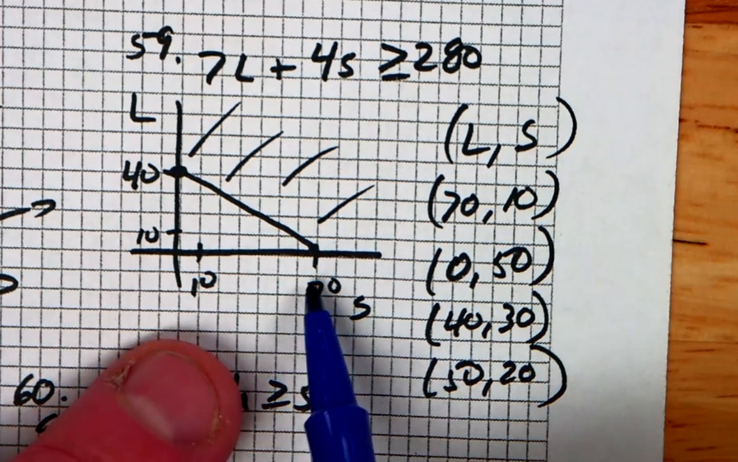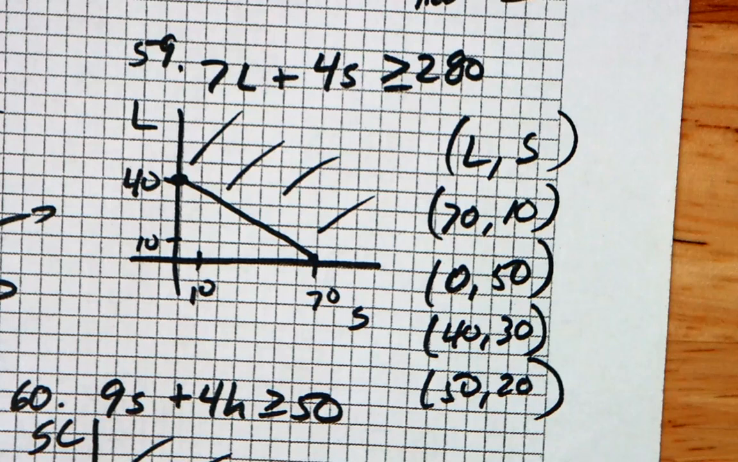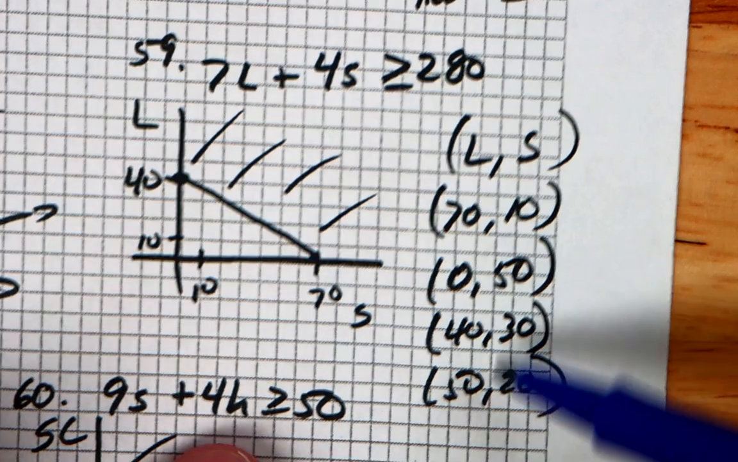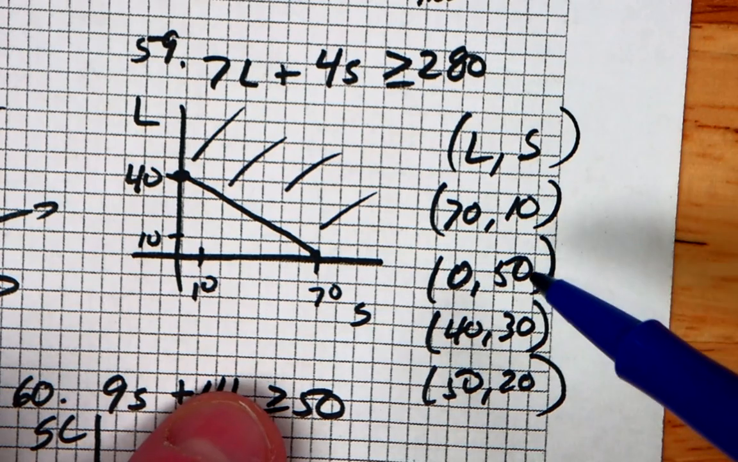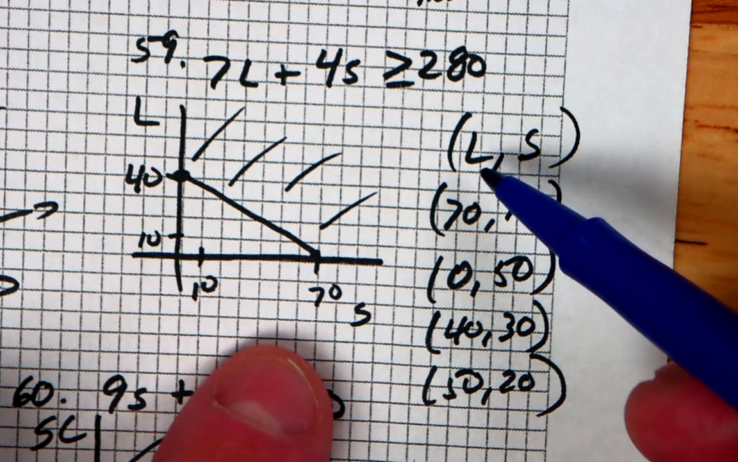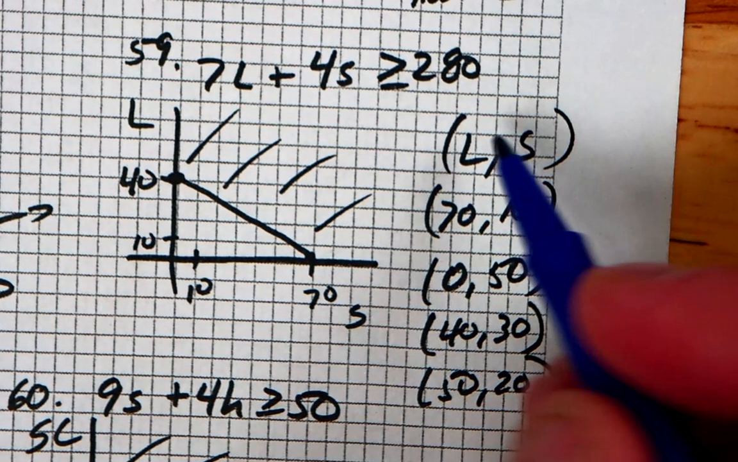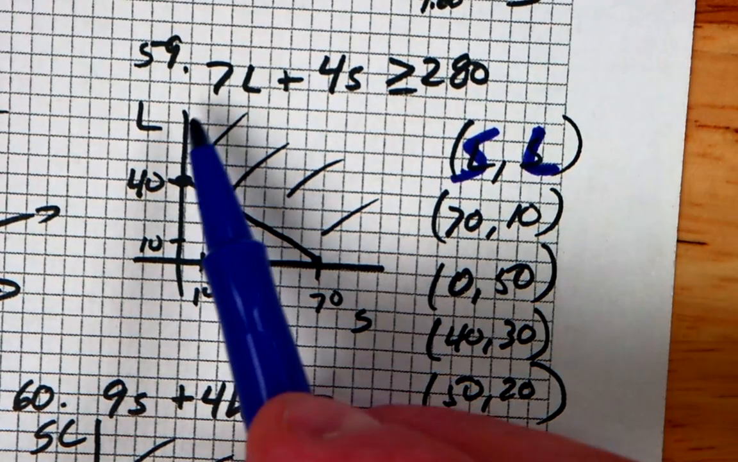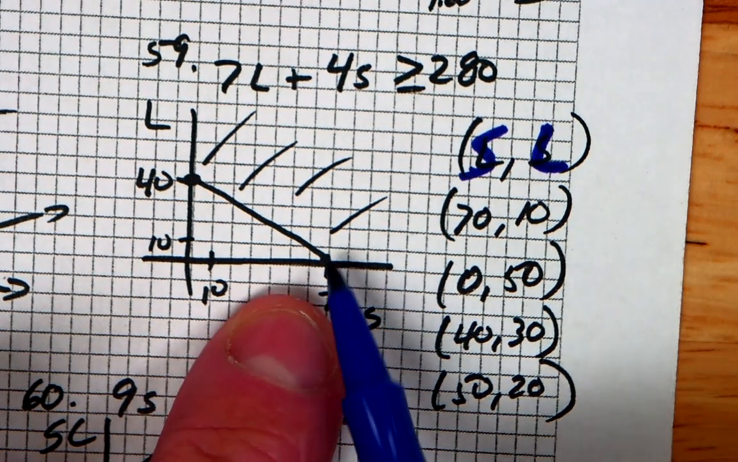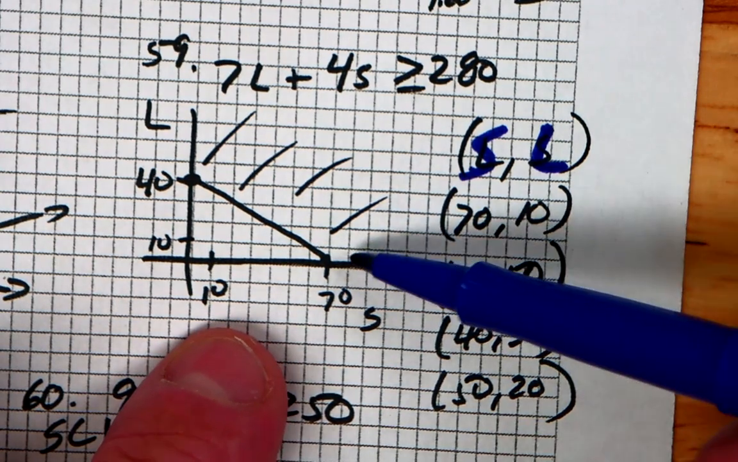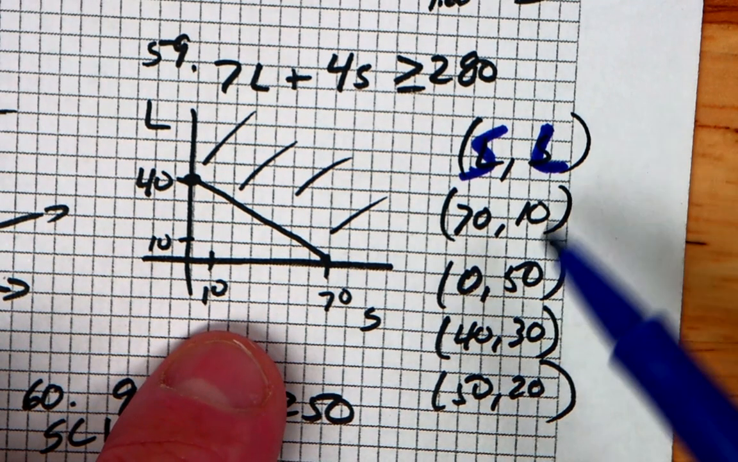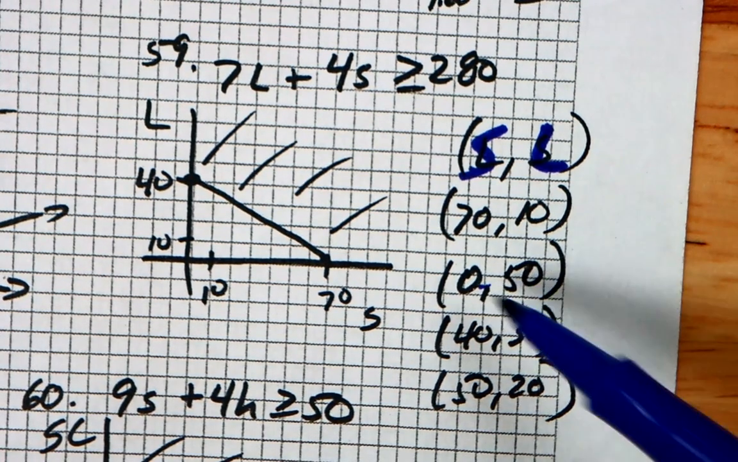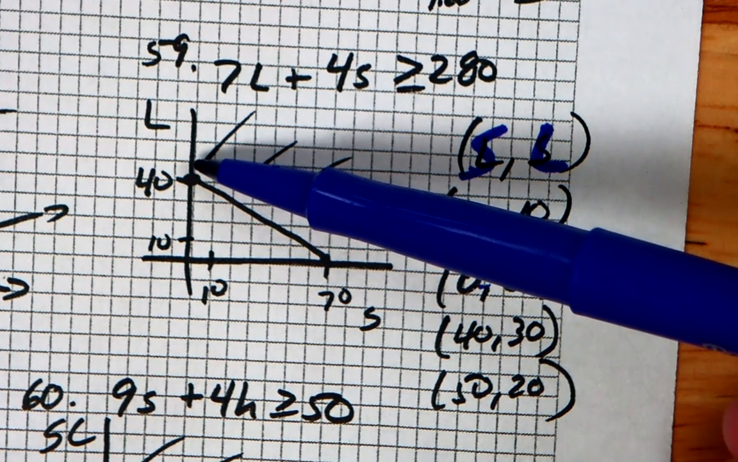Okay. And then they asked you on 59 to come up with 4 other points that would earn that much money or more. Okay? So how did I come up with these points? I just read my graph. If I do short sleeve, long sleeve, 70 short, 10 long would be fine. Why? Because it's in my shaded region. 0 short sleeves, 50 long sleeve would be fine because it's in my shaded region.